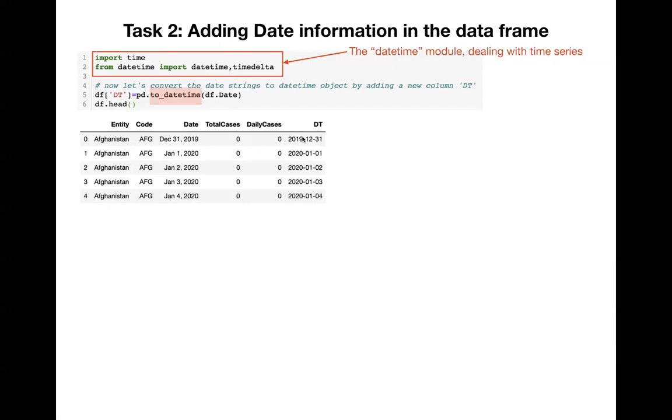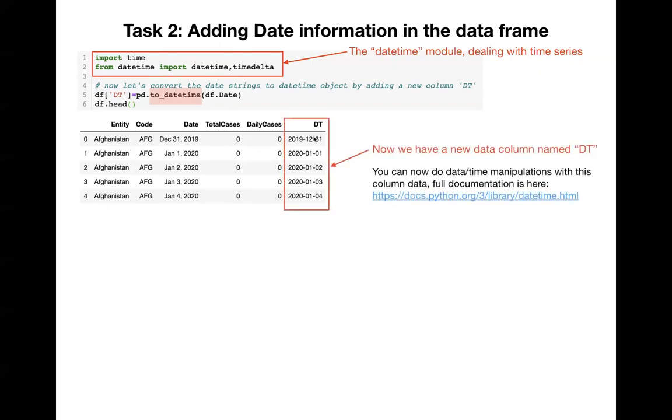This numerical value is special because it's a datetime object that you can do plus, minus, divide, and even do all these numerical calculations with the date. Right. So now there's a new data column called dt, and they're actually datetime objects. And you can do datetime manipulations with this column. And then you can find the full documentation here. If you're interested, take a look at it.